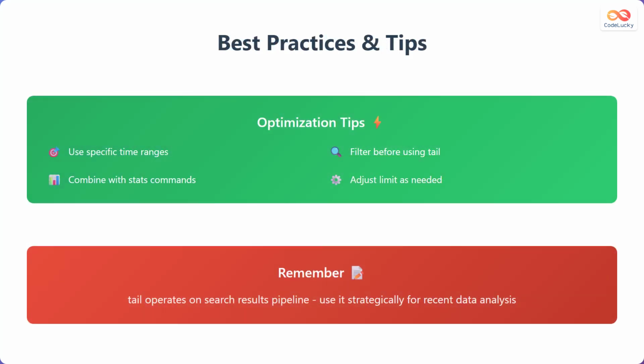To optimize your use of the tail command, follow these best practices. Always use specific time ranges to improve performance and relevance. Filter your data before applying tail to ensure you're getting the most relevant recent events. Consider combining tail with stats commands for enhanced analysis capabilities. Adjust the limit parameter based on your specific needs, rather than always using the default. Remember that tail operates on your search results pipeline, so use it strategically as part of your overall data analysis workflow.